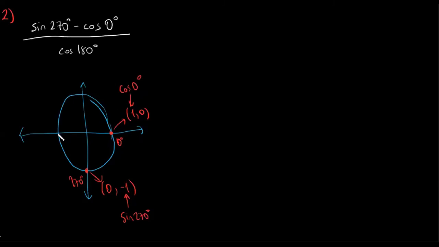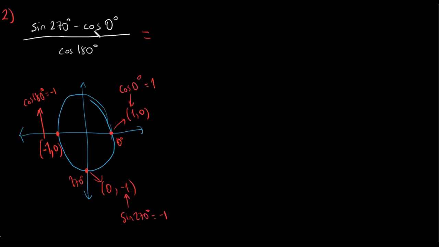And 180 degrees. What are the coordinates? The coordinates are -1, comma, 0, right? So the x coordinate is going to be cosine and the y coordinate is going to be sine. Cosine of 180 degrees is -1. Sine of 270 is -1. Cosine of 0 is going to be equal to 1.